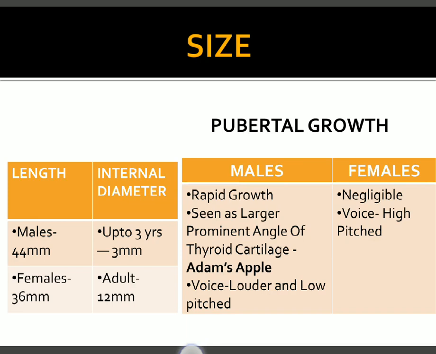These differences in the growth of the larynx cause differences in voice tone and voice texture. So in case of an adult male at the pubertal age group, the voice is louder and low pitched. In females, the voice is high pitched. So this difference in the tone and texture of voice is because of the differences in the development of the larynx in males and females.